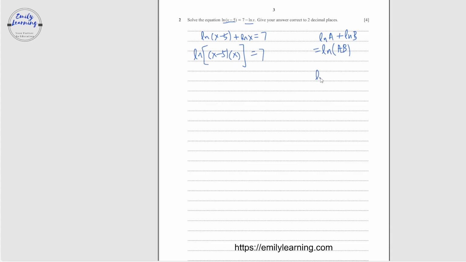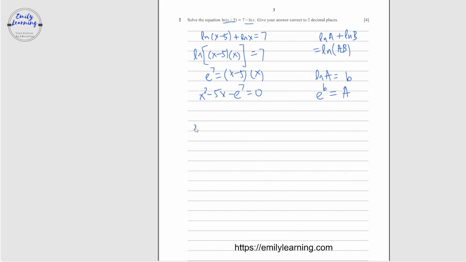So you recall that if I have ln a equals b, then to remove the ln, I'll have e to the power of b equals a, right? So that's what I'm going to do. I know that e to the power of 7 equals x minus 5 times x, right? e to the power of 7 is essentially a constant. So let's simplify this. We'll have a quadratic equation x squared minus 5x, then bring it over, minus e to the power of 7 equals 0.